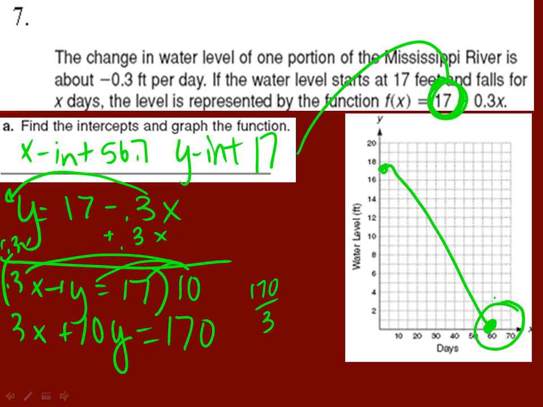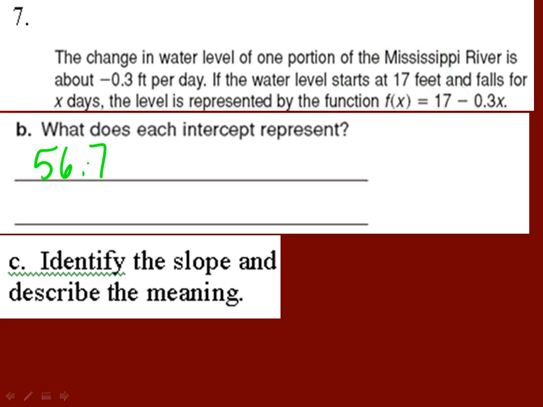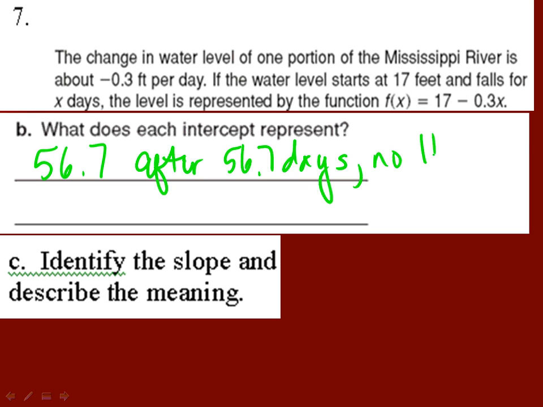After 56.7 days, where is the water level? None. There is none. It's gone. Did everybody hear that? Okay, so after 56.7 days, there is no water. No H2O. Okay, the y-intercept was 17.